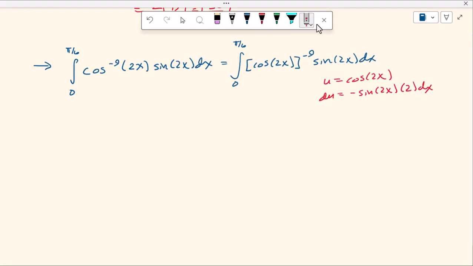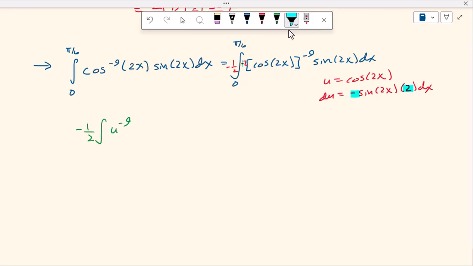Now the 2 comes into play here because I have to take the derivative of the cosine, which is negative sine of u. The derivative of 2x is 2. It's our chain rule. So I'm missing a negative and a 2 up here. So I'm going to multiply by a -2 on the inside, and compensate with a -1/2 on the outside. So when I rewrite this, I have a -1/2 on the outside, and then this piece becomes u to the -9.